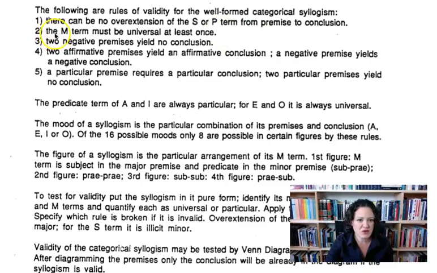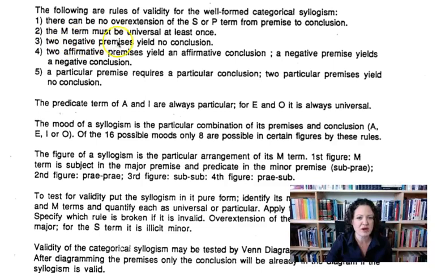And then the second rule is the M term. The middle term has to be universal at least once. So we have to have a little u next to one of our M terms at least one time. Okay, now these last three rules we're going to do first. This is going to rule out some of those non-well-formed syllogisms. We can just get rid of them right away if we do 3, 4, and 5 first.